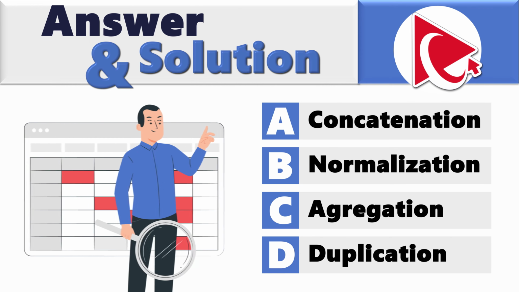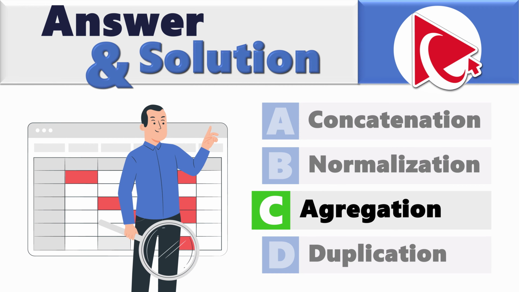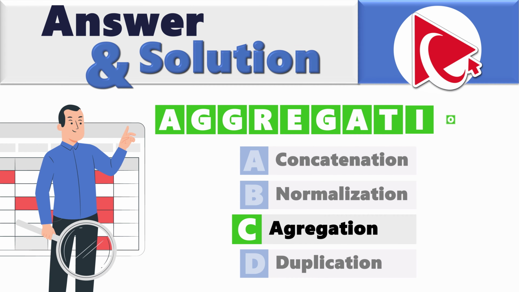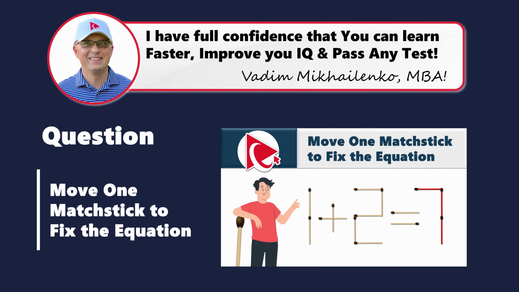I'm pretty sure you figured it out by now. The misspelled word is choice C, aggregation. The correct spelling is A-G-G, 2 G's here in this word, R-E-G-A-T-I-O-N.